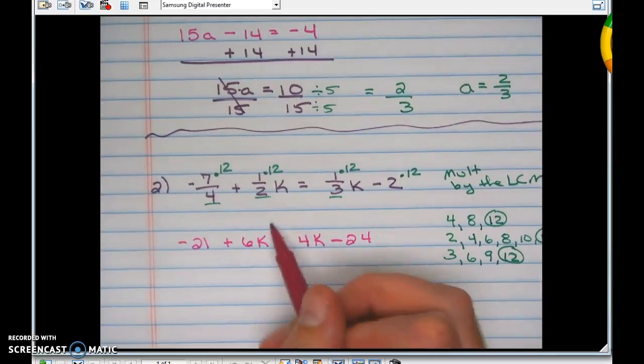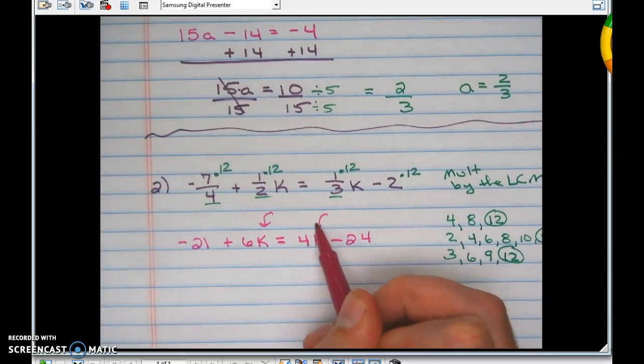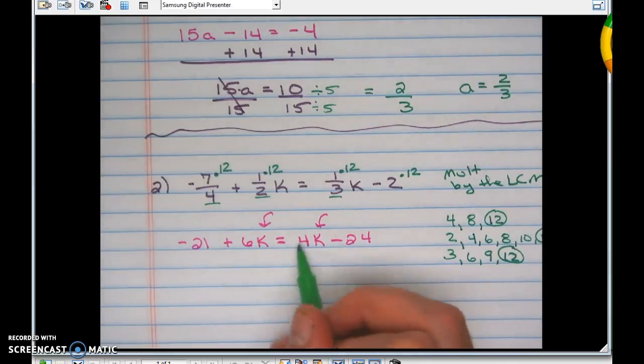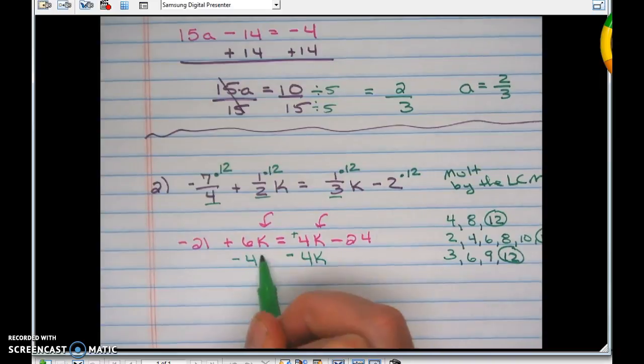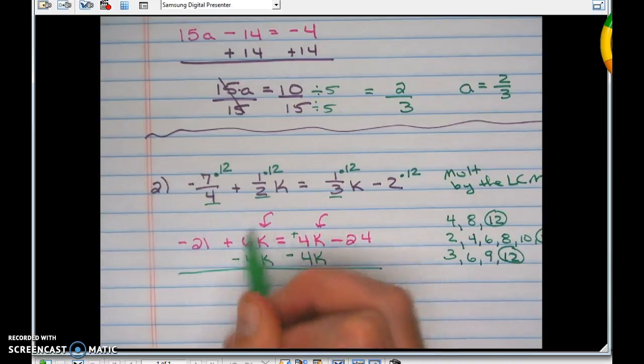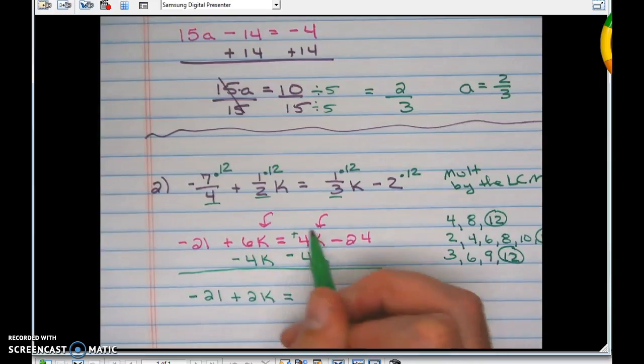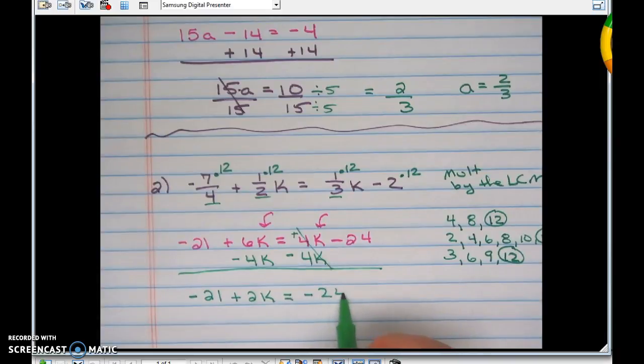And so now I went from one with lots of fractions to one with no fractions, and now I can just solve it like normal, and I notice there's k's on both sides of the equal sign. And from last unit we talked if there's k's on both sides we have to get rid of one of them. A nice tip is to get rid of the smaller one. So we have to deal with just positives. So since 4k is smaller and this is a positive 4k, to get rid of it we'll subtract 4k, we'll subtract 4k. And then we're left with negative 21. 6 minus 4k is a positive 2k equals, that cancels out, and the negative 24 comes down.